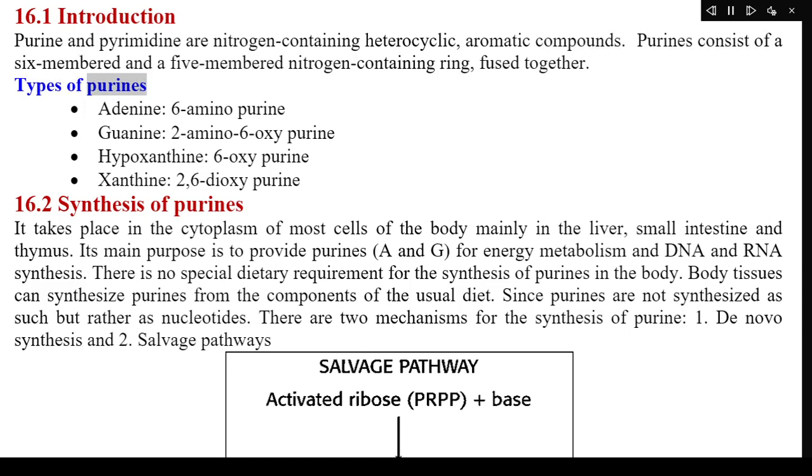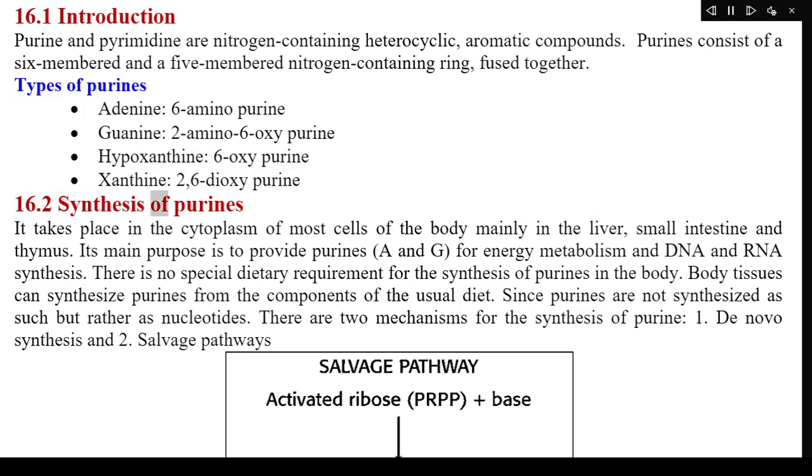Types of purines. Adenine, 6-aminopurine. Guanine, 2-amino-6-oxypurine. Hypoxanthine, 6-oxypurine. Xanthine, 2,6-dioxypurine.